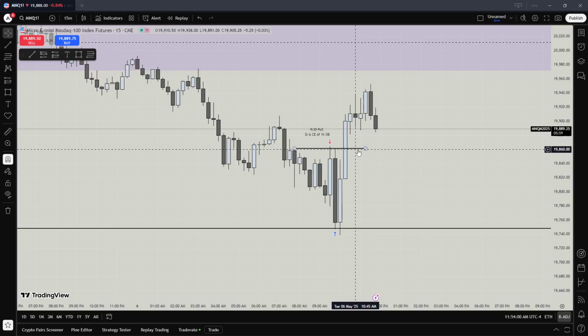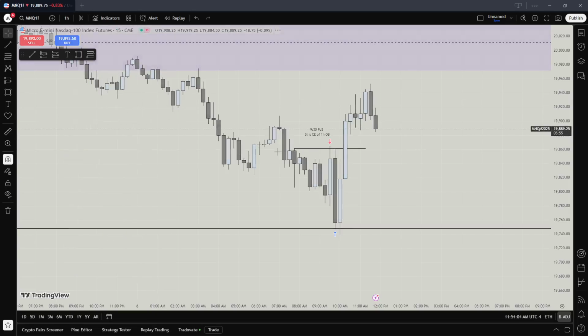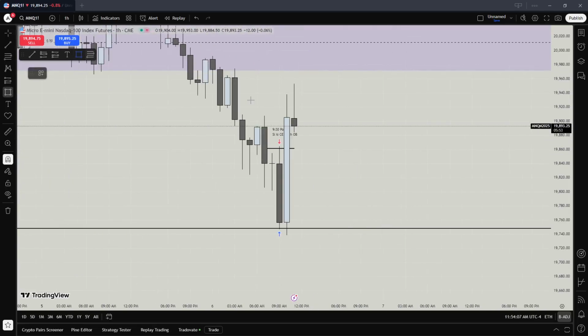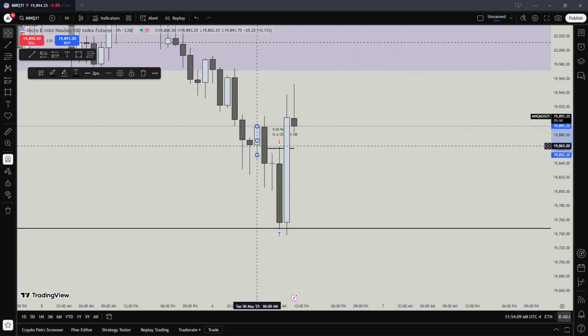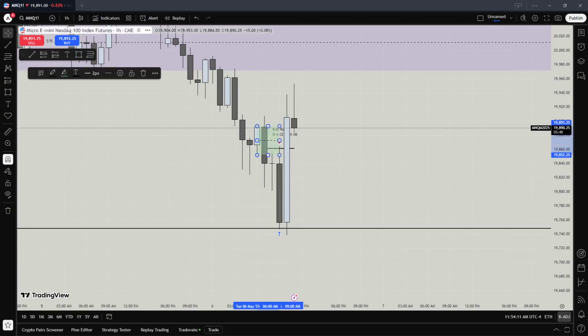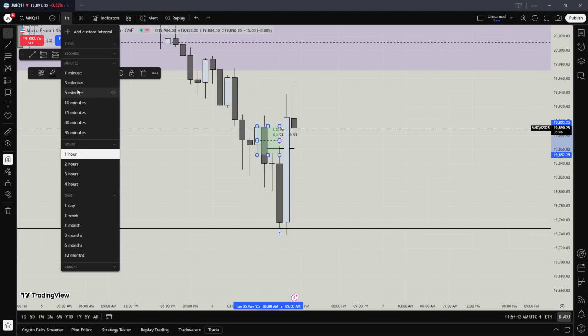I'm looking for some move up that sweeps liquidity into some type of PD array. Now you might ask, where's your PD array? We have a 1 hour order block right here. 1 hour OB, drop back to my time frame.